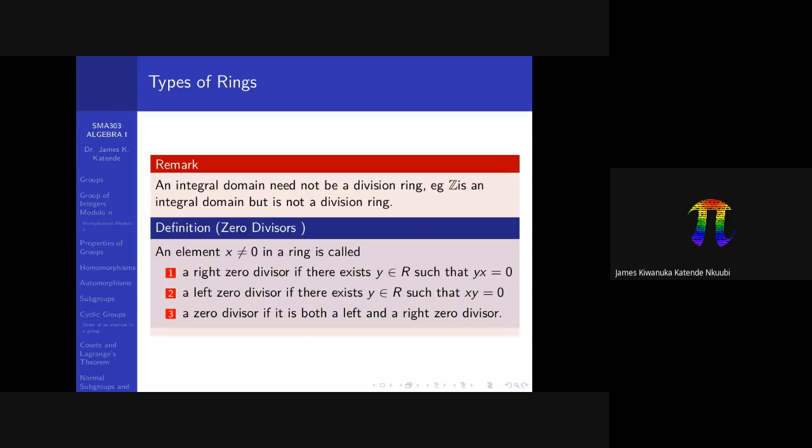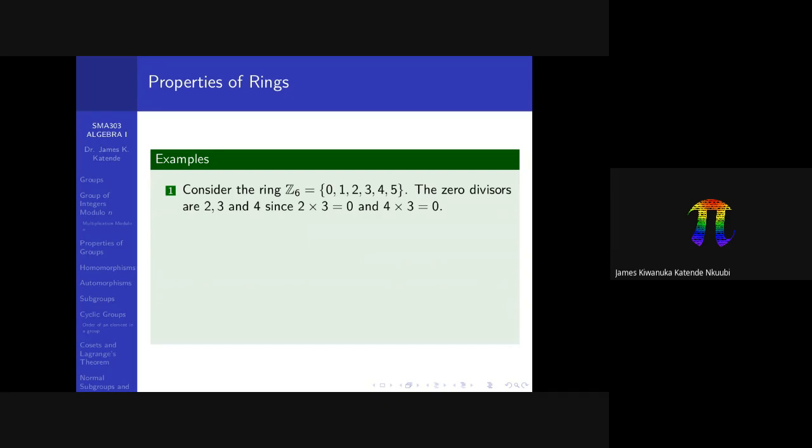Let's see if we can illustrate this. Let's consider the ring Z6. If you multiply 2 by 3, you will get 0. So 2 and 3 are examples of zero divisors. Same with 4 and 3. 4 is also a zero divisor because you can find 3. If you multiply 4 by 3, you get 0, and this can work on both the left and the right. That's why we are not saying left or right. They're just purely zero divisors.